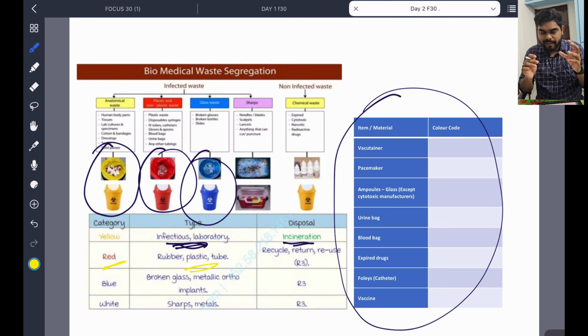And white is the small box you may have seen. All the needles and sharps should go to the white. This is the basics of biomedical waste management.